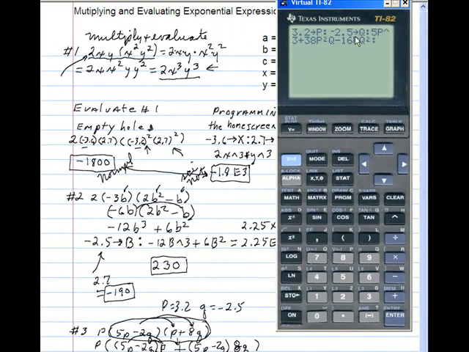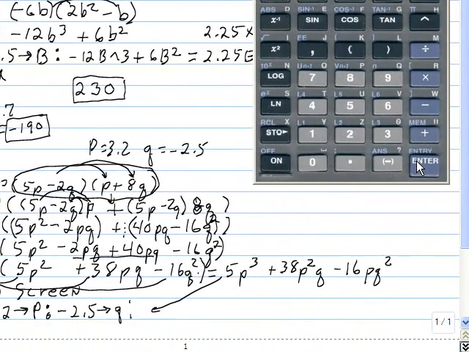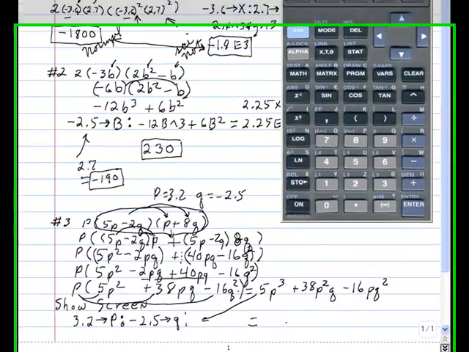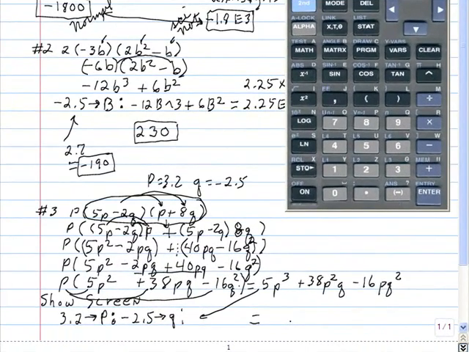3.2 store to p, negative 2.5 store to q, 5p cubed plus 38p squared q minus 16pq squared. I hit enter. And in one little click, there's the answer. It's an E3. So now if I move my decimal, my number is negative 1129. Now, if I'm going to round to 2 digits, all I want is the negative 11.